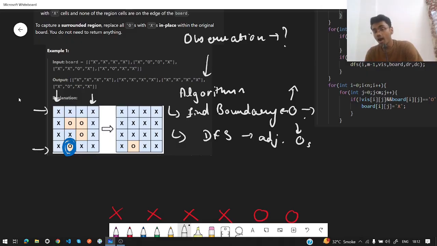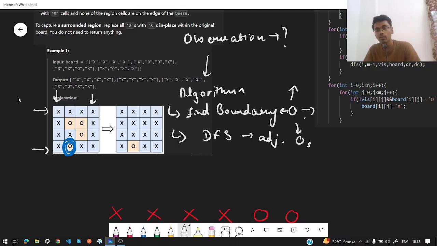Now after finding all the adjacent zeros that are connected to the boundary cell, what do we need to do? Now we are sure of one thing: all the zeros that are on the boundary and that are connected to that boundary zero will not be converted to x. That surely means that all the remaining zeros will be converted to x, because they are not connected to any of the boundary zeros, and also they are not on the boundary. So obviously they will be surrounded by x in all the directions.